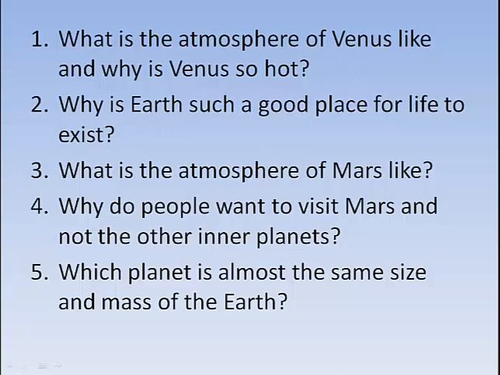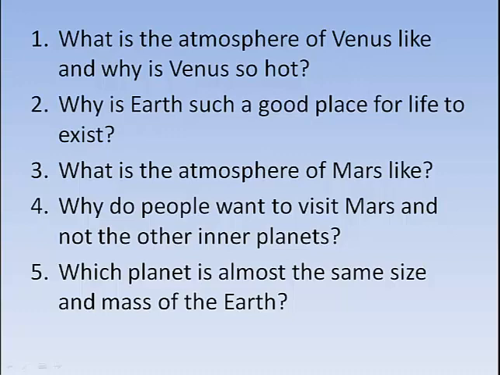Why is Earth such a good place for life to exist? Well, Earth formed just far enough away from the sun to be warm but not too hot, and close enough to the sun where water could exist as a liquid on the surface. So it's kind of like Goldilocks. It's not too hot and it's not too cold. What's the atmosphere of Mars like? Well, Mars has a thin atmosphere of carbon dioxide.